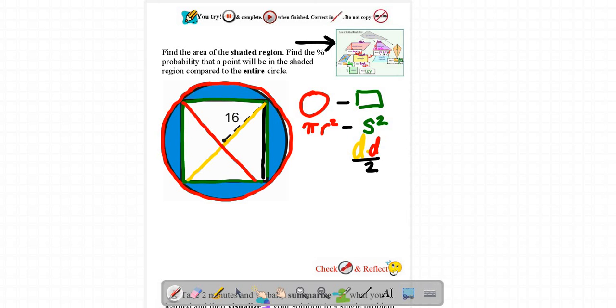Okay, at this point, I'm going to pause the video and I want you to finish. Your goal is this. You want to find the shaded region, and then find the percent probability that a random dot lands in that shaded region compared to the entire circle. All I need you to do is show me your answers when you're done, and I'll tell you if you're correct.